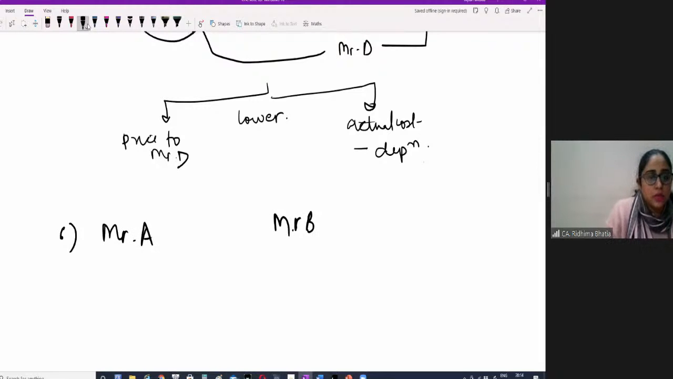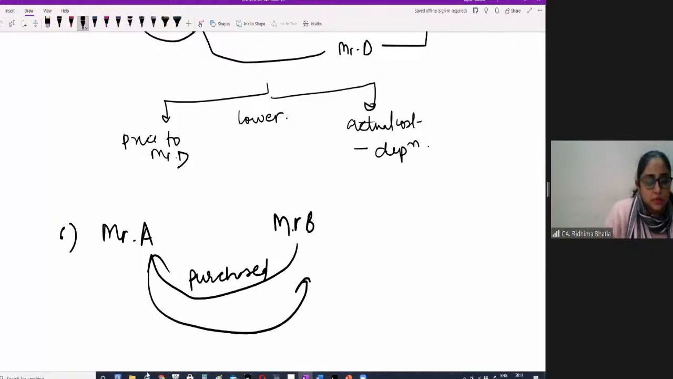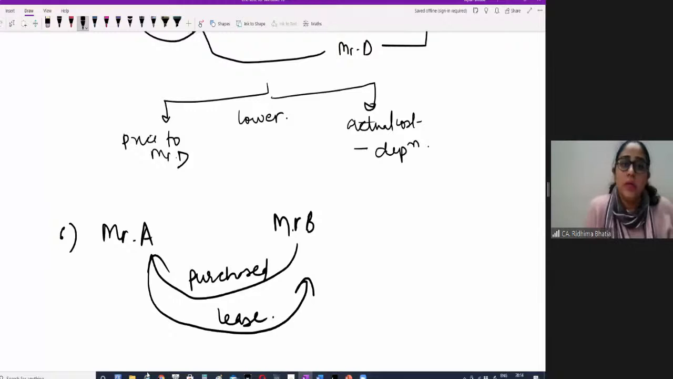Now Mr. A purchased an asset from Mr. B. Mr. B was already using that asset. A purchased it from B. But then again, Mr. A gave that asset on lease to Mr. B. Now this happens many times, students, again to claim depreciation, to claim lease rentals. Actual ownership is not transferred, only on paper it is transferred. So many times these arrangements happen.